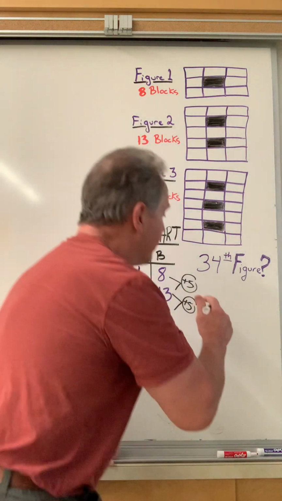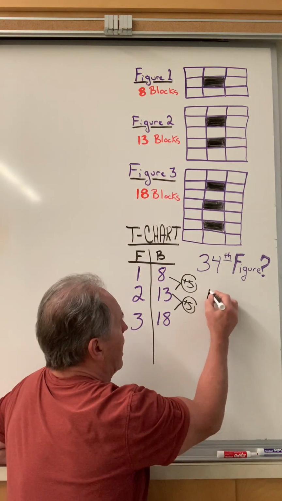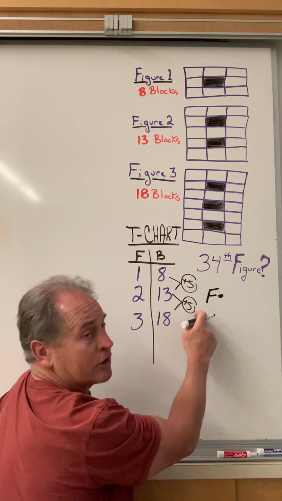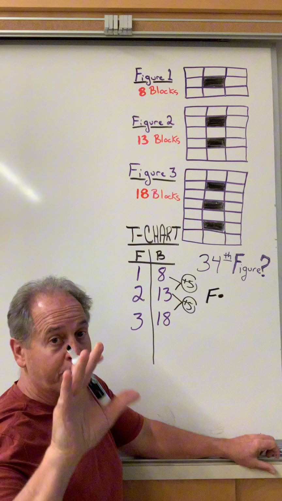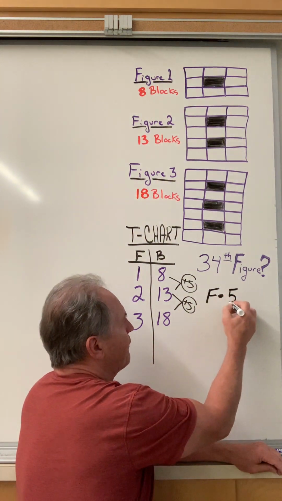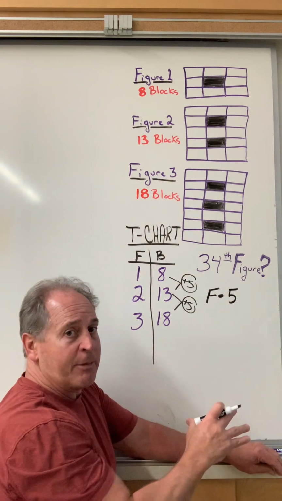So you can take your figure number here, and I'm going to just go F for the figure number, and you can multiply that by your iterative function, which in this case is plus 5, right? So I'm going to multiply by 5. So I'm going to take F times 5. Now that doesn't get me all the way there.